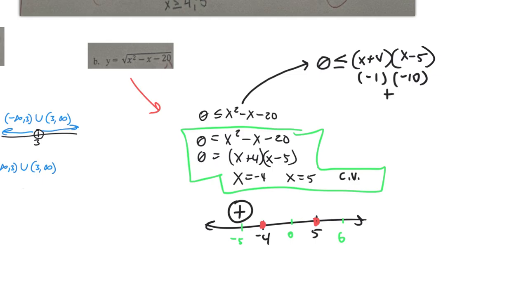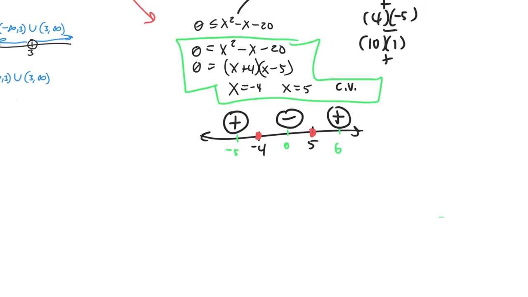When you plug in a 0, you will get a 4 times a negative 5, which gives you a negative result. So that will be negative. And finally, when you plug in a 6, you are going to get a 10 times a 1, which is a positive result right there. Now we're looking for the places on this graph where it is greater than or equal to 0. And we already know where it's equal to 0. It's equal to 0 at negative 4 and 5. But where is it greater than 0? Well, it's greater than 0 anytime you have the positive values, right?